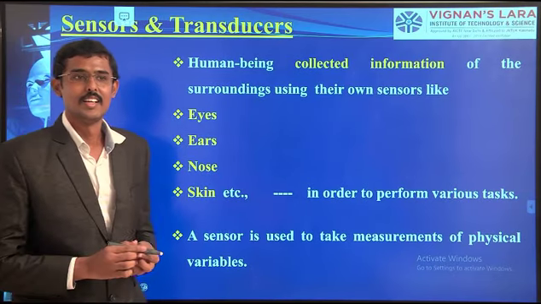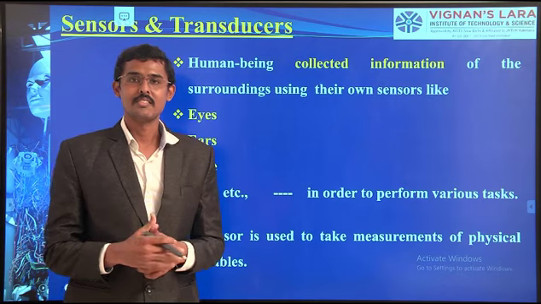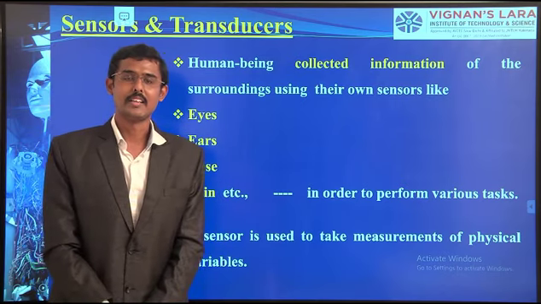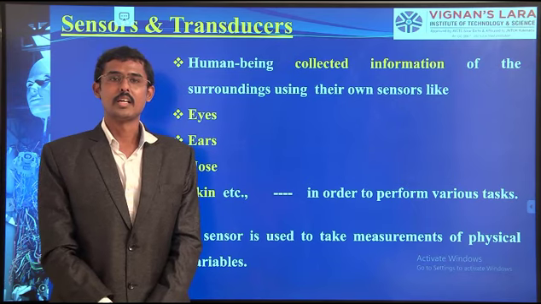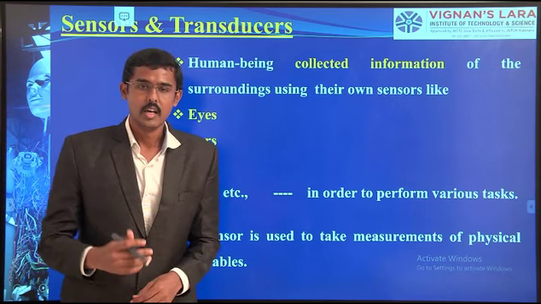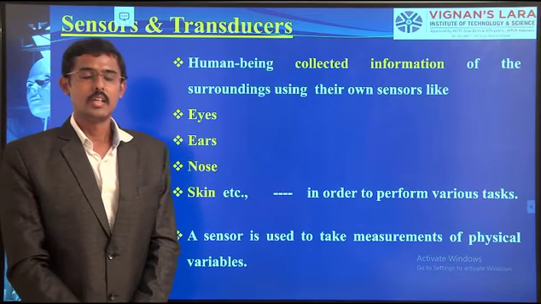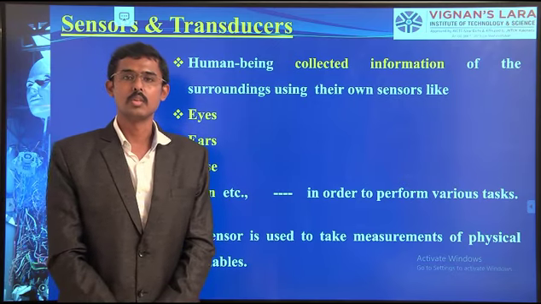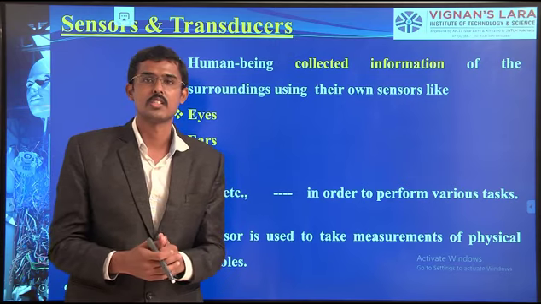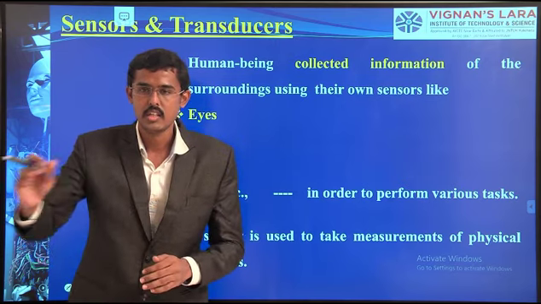Welcome to the session. In the previous session, we have seen the design of a mechatronic system, the elements of a mechatronic system, and the applications and scope of the various mechatronic systems. In continuation, in this session we are going to see the various types of sensors, the definition of sensors, and the definition of transducers.